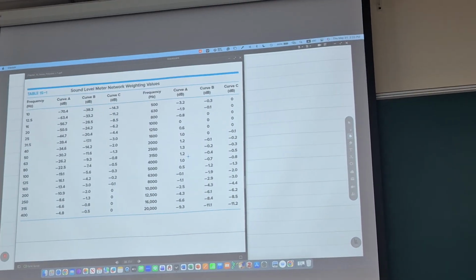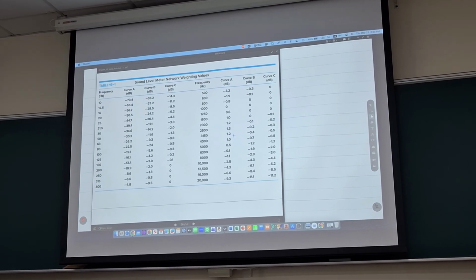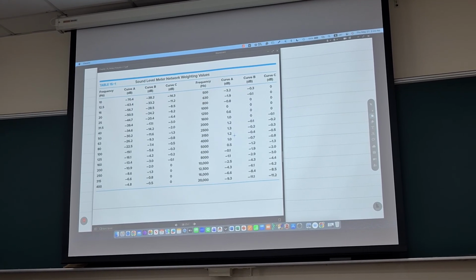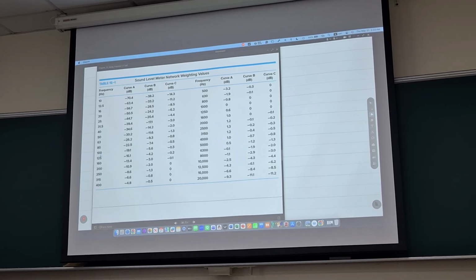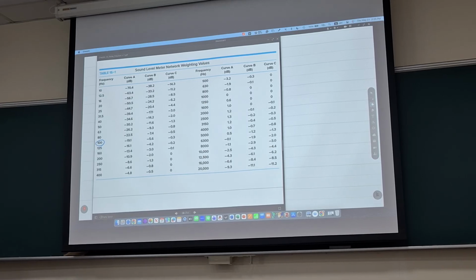Okay, let's see this table. Let's check 100 hertz.